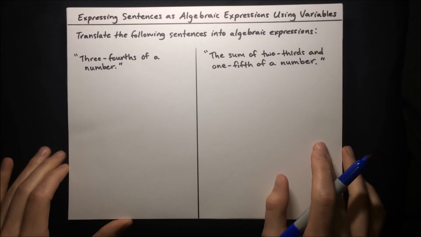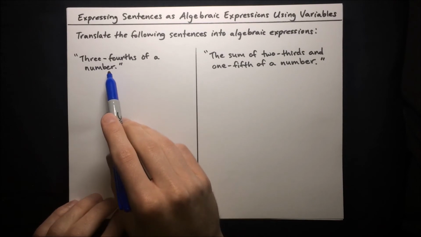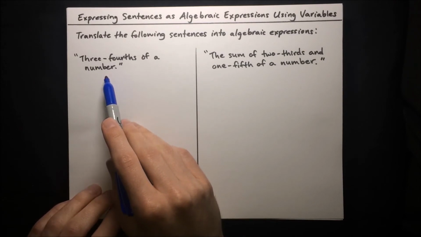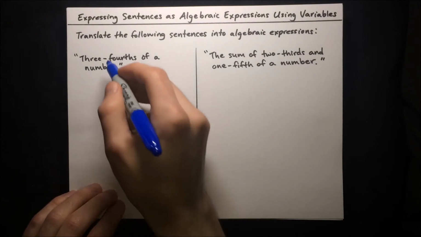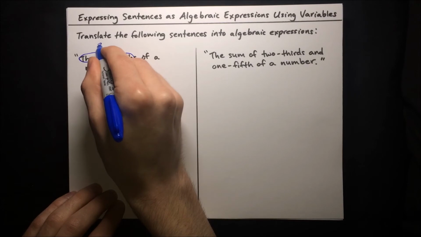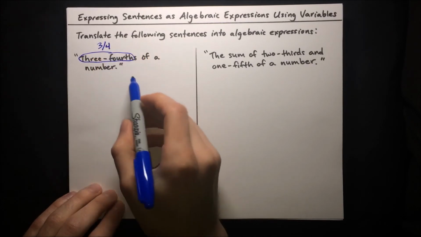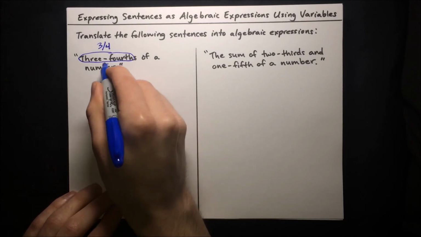Okay, 2 more sentences. First of all, there's 3/4 of a number, and that's kind of like the previous sentence we did. We just have a bit of a more complicated fraction this time. So 3/4, that fraction is 3 over 4. And then of a number, our number can be just x.